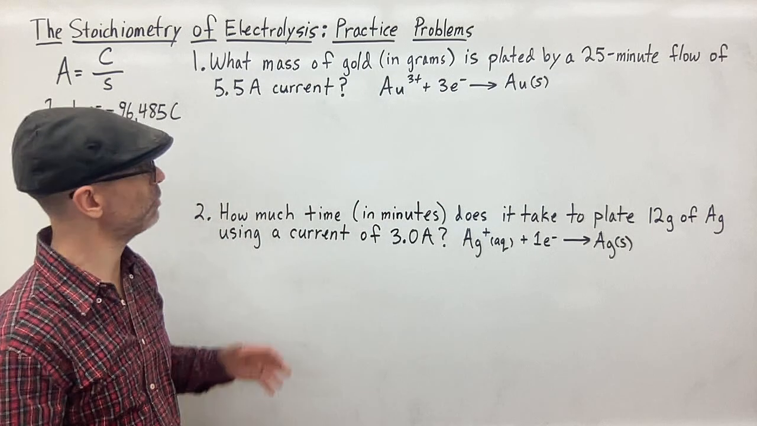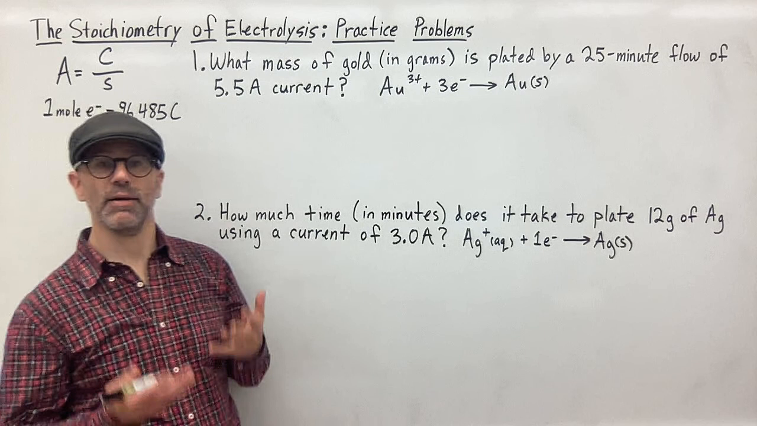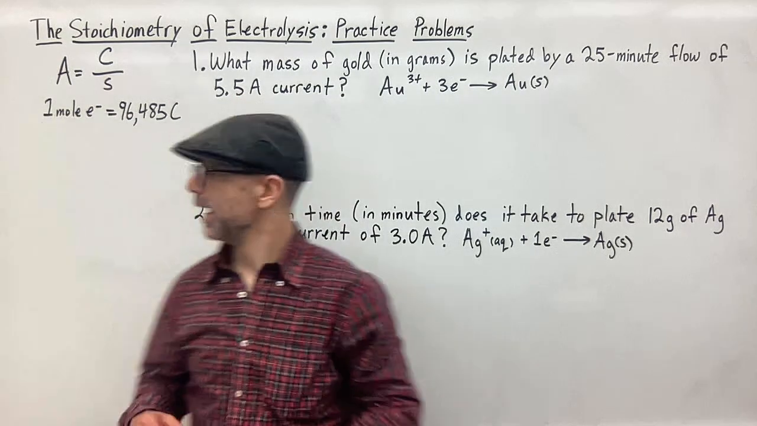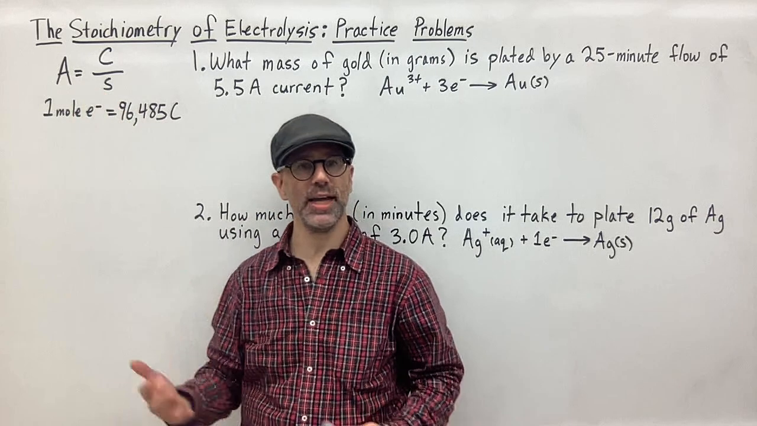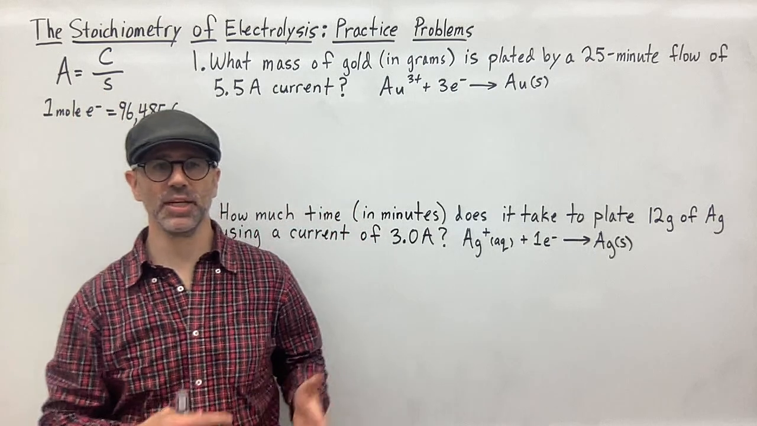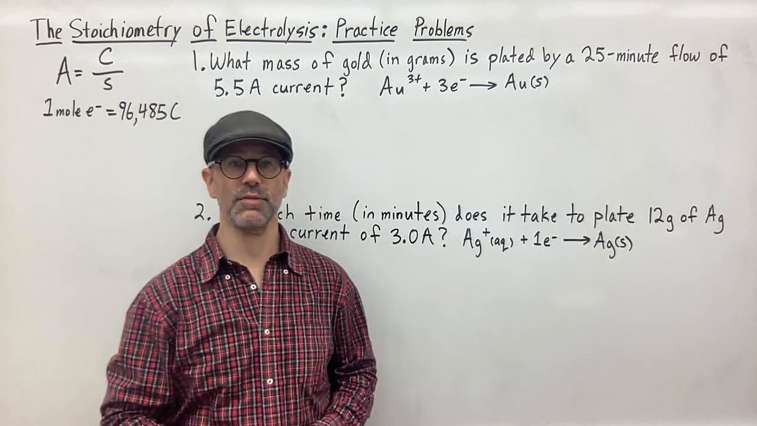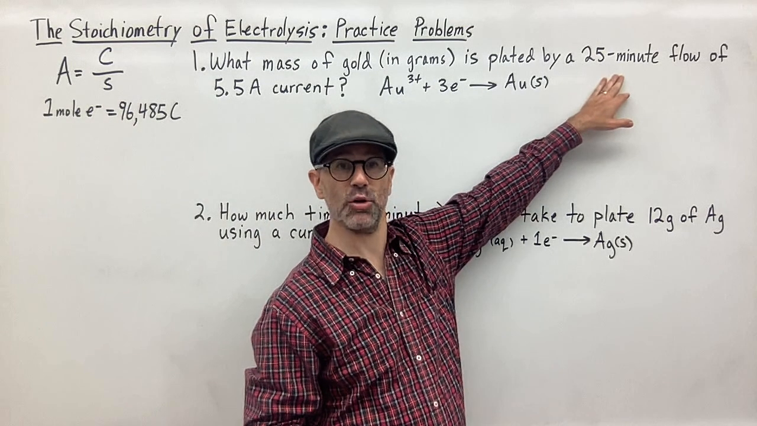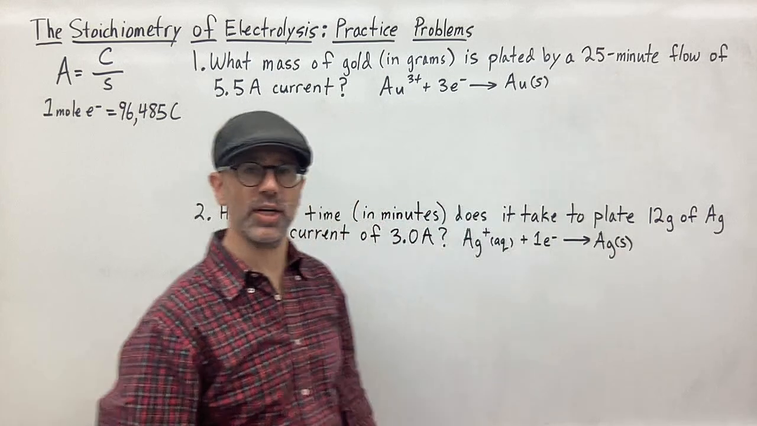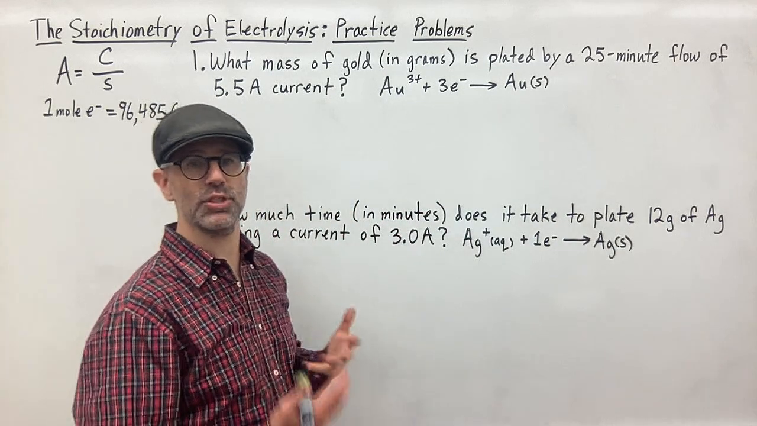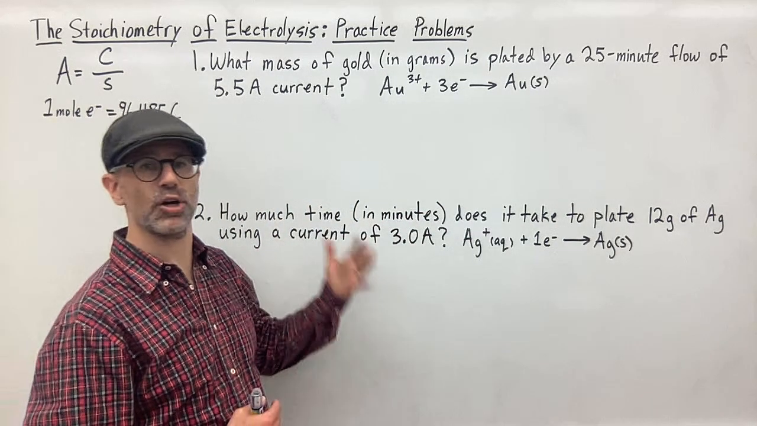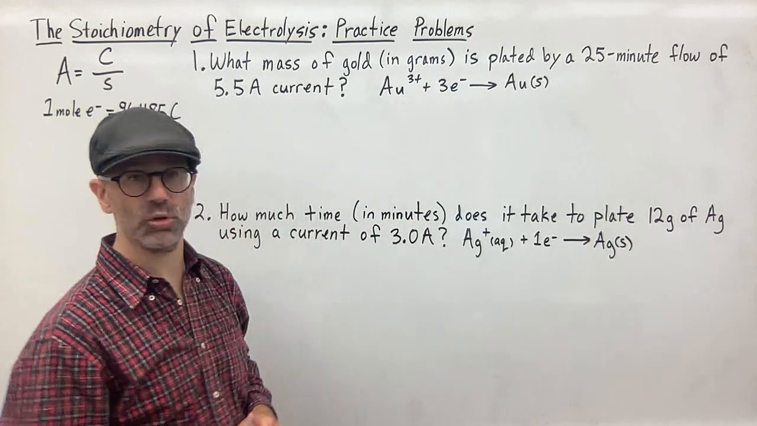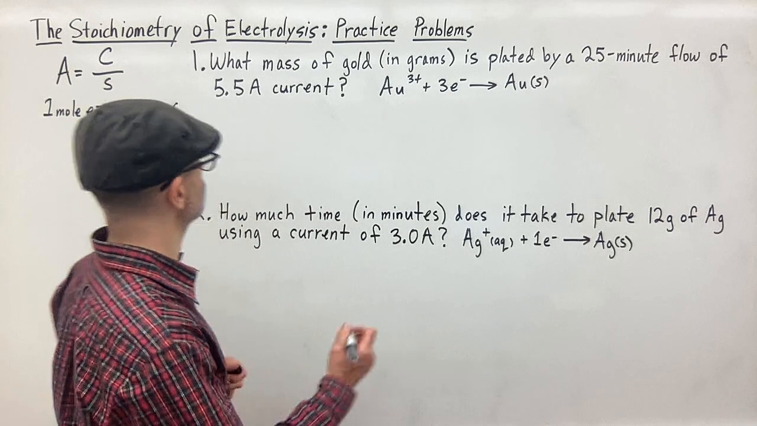So how do we begin a problem like this? Well, first, you want to point out the conversion factors. We're given amperage. So remember, amperage here is coulombs per second. Anytime you have something per something, you're going to want to use that as a conversion factor. The only other thing we're given is 25 minutes of flow of this current. So we're going to start with the 25 minutes, and we're going to use conversion factors to keep converting from one unit to the next until we get grams of gold.